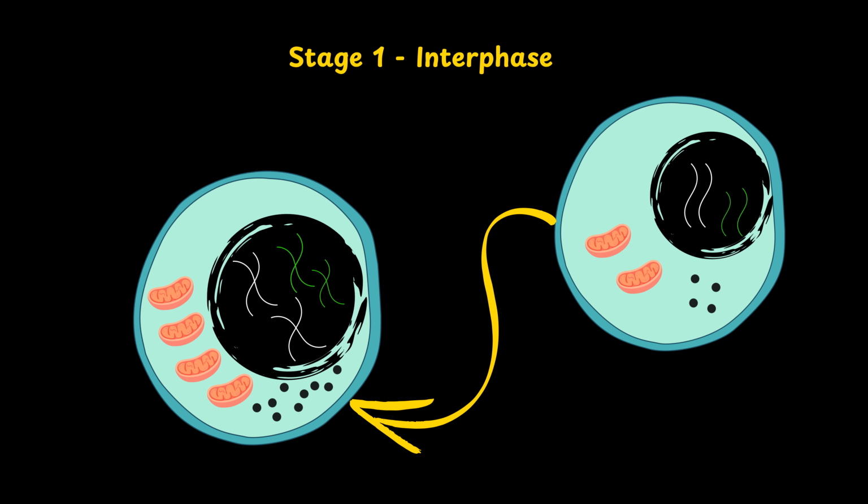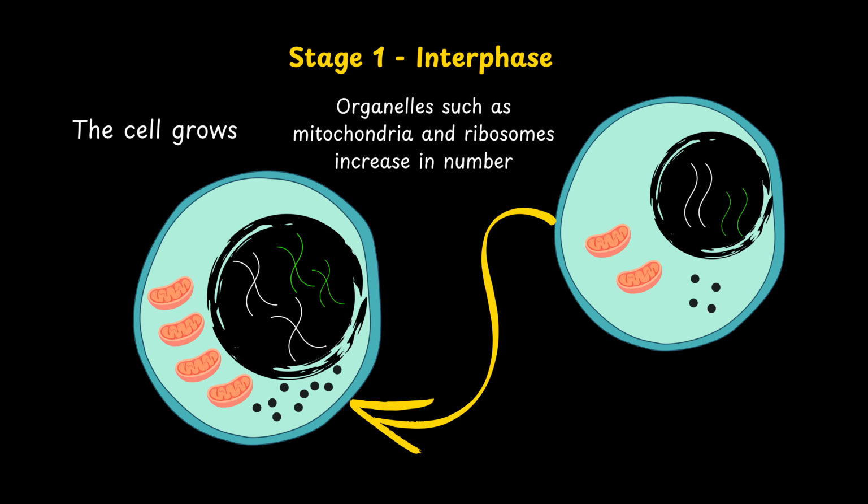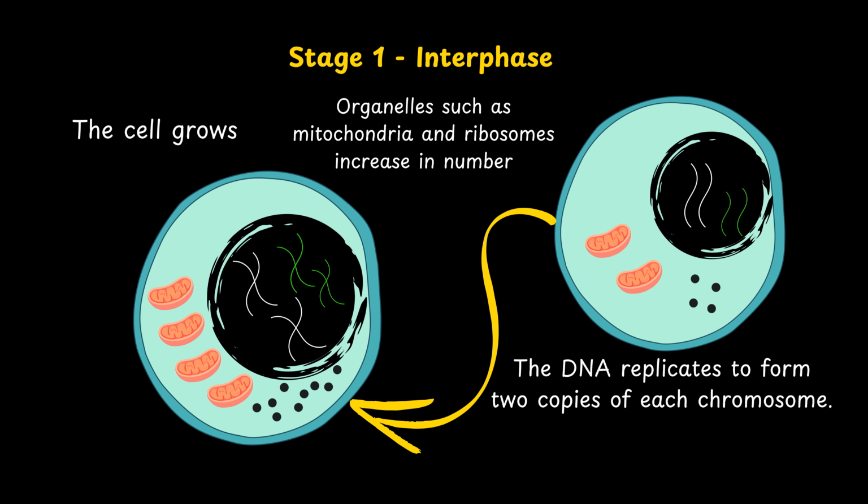As mentioned before, interphase is the longest stage of the cell cycle. So let us put everything together that happens at interphase. 1, the cell grows. 2, organelles such as mitochondria and ribosomes increase in number. And lastly, the DNA replicates to form 2 copies of each chromosome.